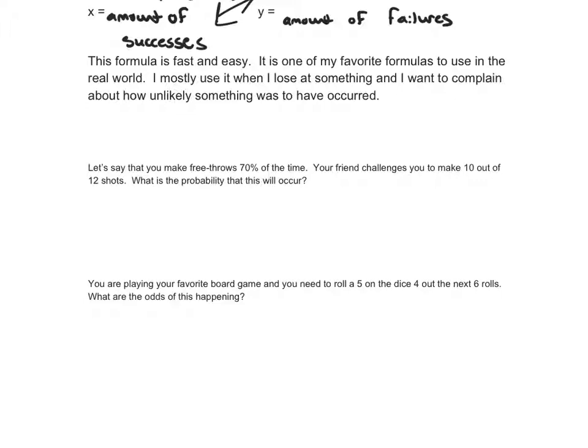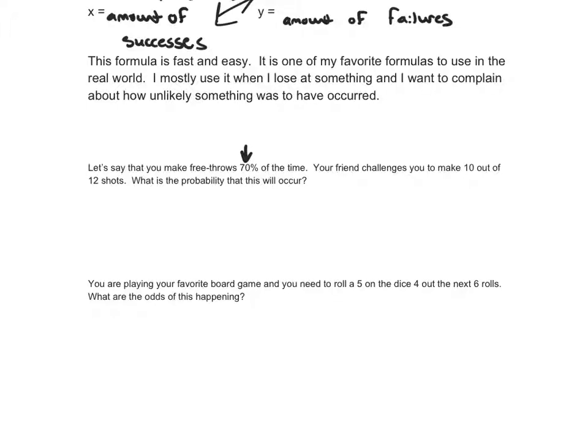Let's say that you make free throws 70% of the time, and your friend challenges you to make 10 out of 12 shots. We could calculate what the probability is that that's going to occur. Now, we know that it's not going to be a great probability because we traditionally make 70%, which is 7 out of 10. So making 10 out of 12 is much higher than our current rate.